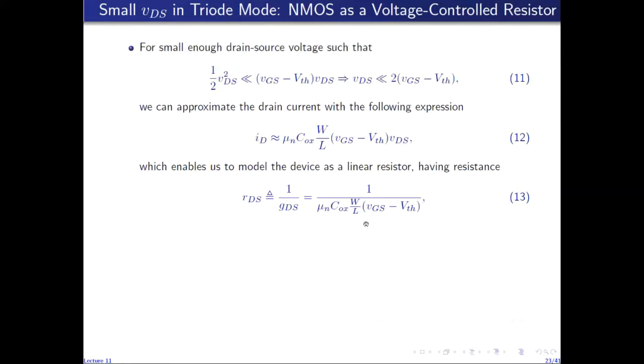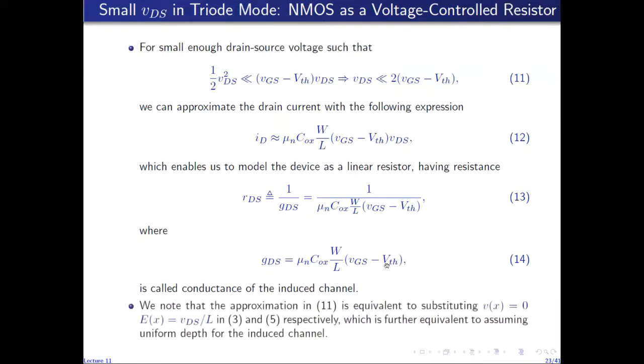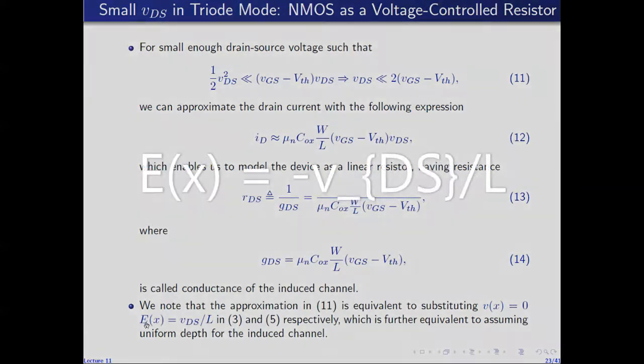By definition, resistance is the inverse of conductance. So this GDS is the conductance of the induced channel, and it is given by this expression. So we note that this approximation here in equation 11 is equivalent to substituting Vx equal to 0 in equation 3 and Ex by this constant value in equation 5.